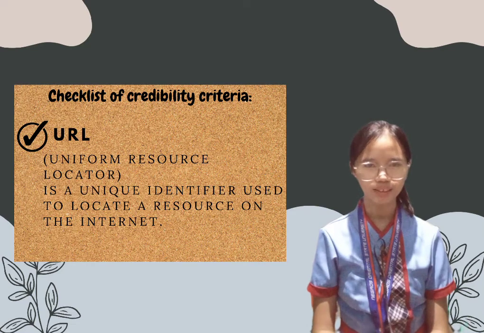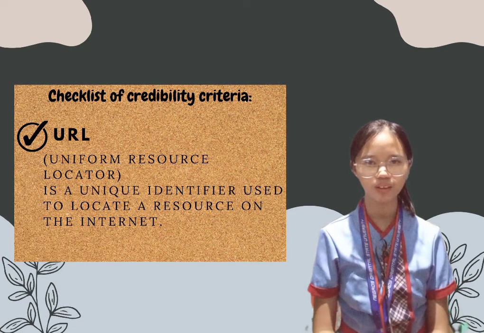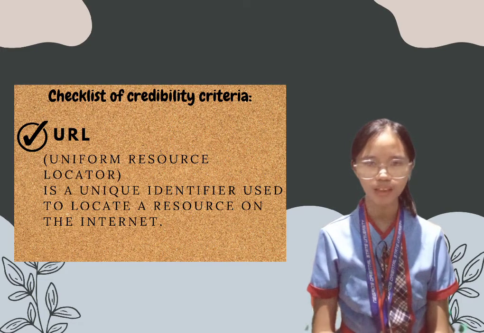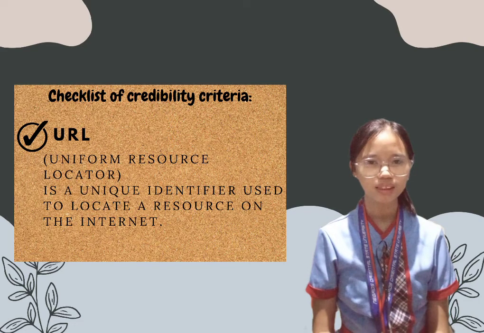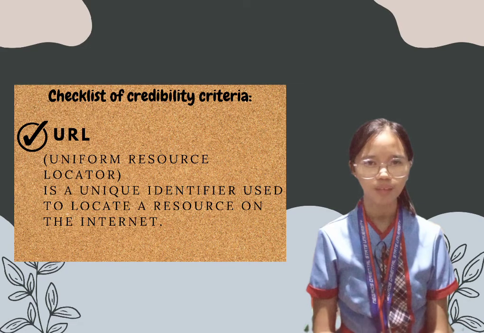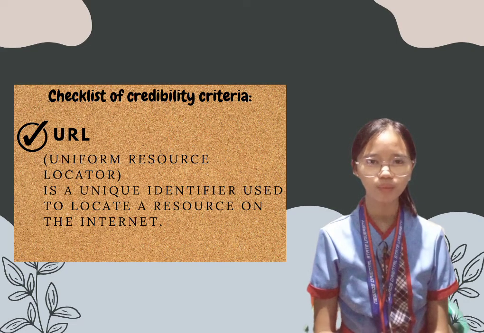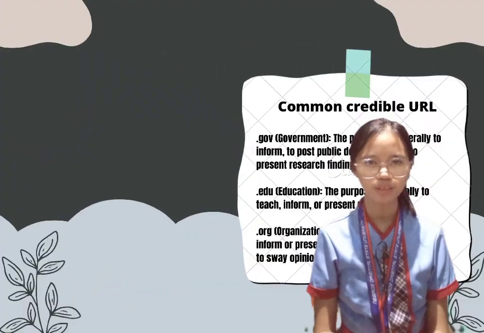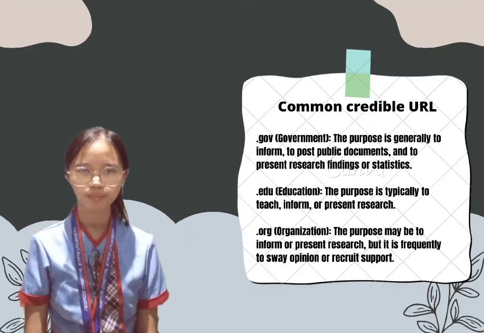Sixth, URL, or the Uniform Resource Locator, is the unique identifier used to locate a resource on the internet. It is also referred to as a web address. URLs consist of multiple parts, including a protocol and domain name, that tell a web browser how and where to retrieve a source. The domain name is an indicator of the sponsoring organization of a particular website.